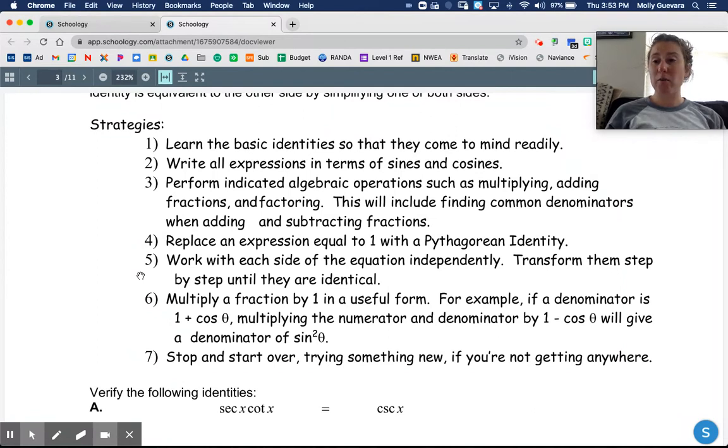Multiplying a fraction by 1 can be really helpful. Remember that you can multiply by 1 in any form, right? So you can multiply by 1 as sine squared x over sine squared x, or you can multiply by 1 in the form of, the example here was 1 minus cosine of theta over 1 minus cosine of theta, right? You're just multiplying by 1. Stop and start over and try something new if you're not getting anywhere, and that's what I was talking about earlier.